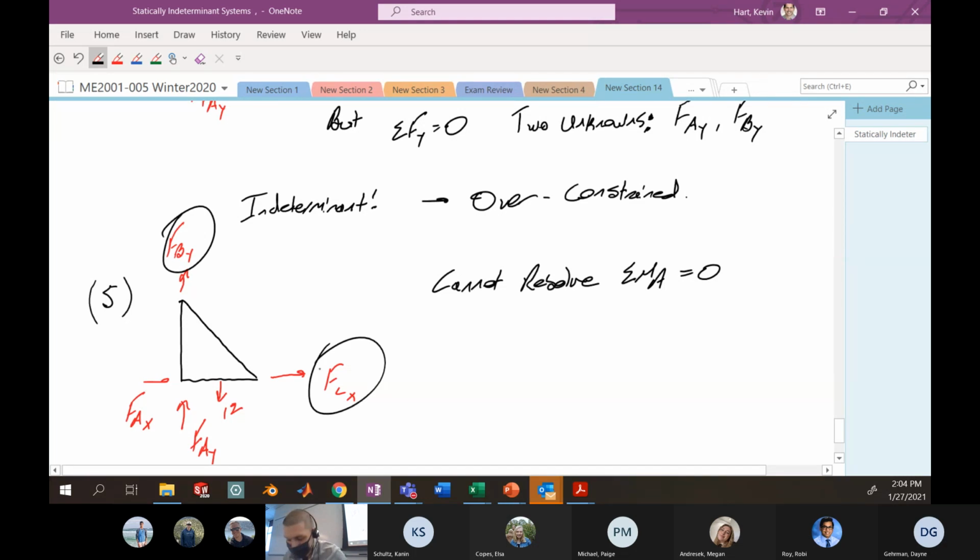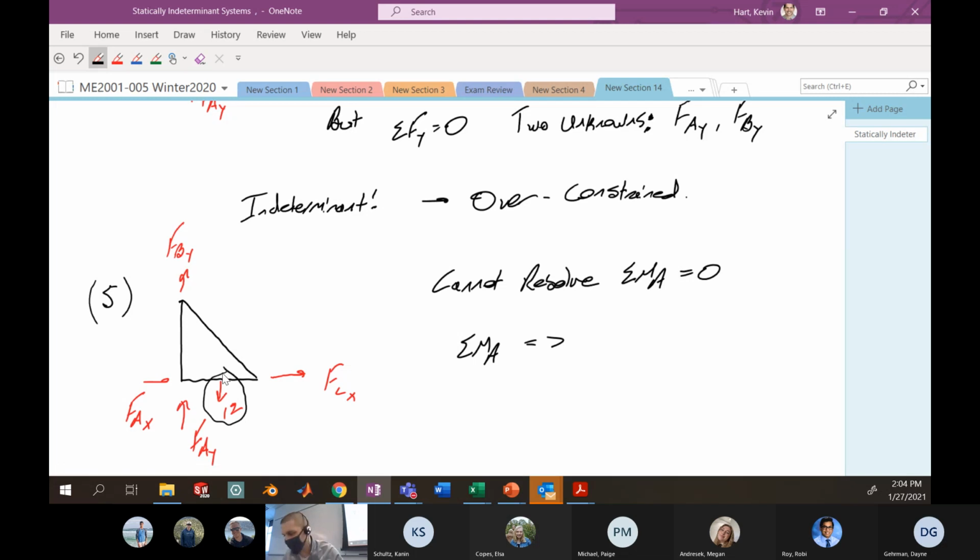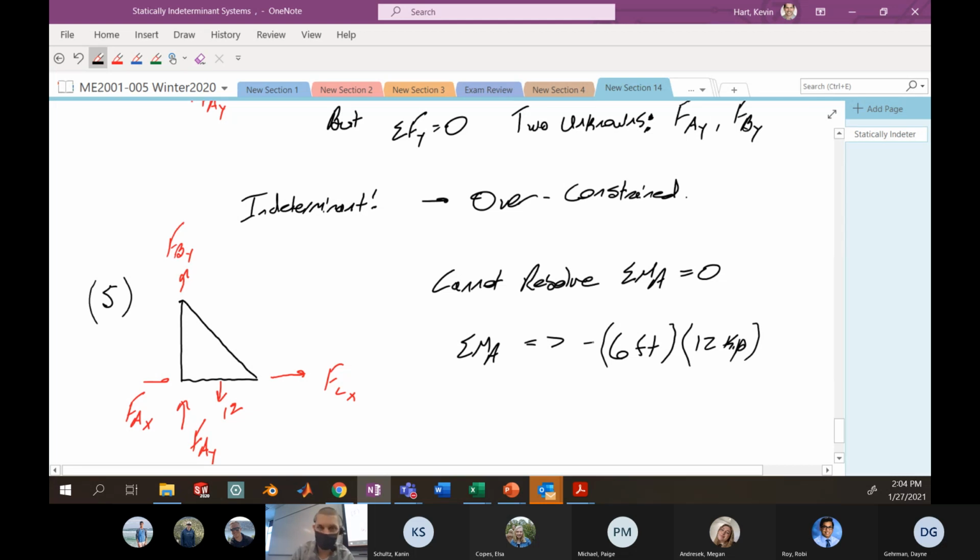This force and this force both pass through A, so you'd end up with a sum of the moments about A equation involving only this particular value. That force is 6 feet away, so you'd have something like 6 feet times 12 kip, a negative value, and this would be your only moment about A. In theory, we set this to 0, but we know this is obviously not 0. 6 times 12 is not 0. So we cannot resolve this sum of the moments about A equal to 0.